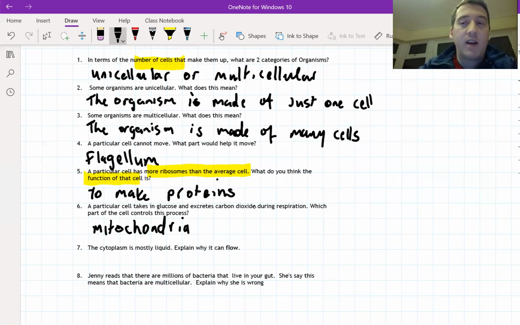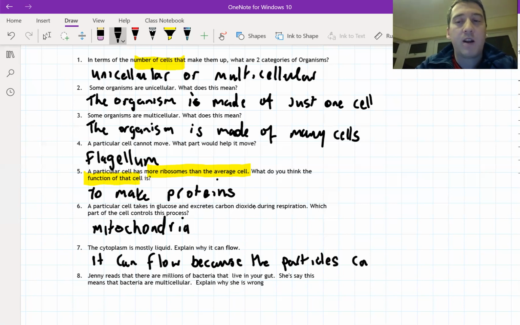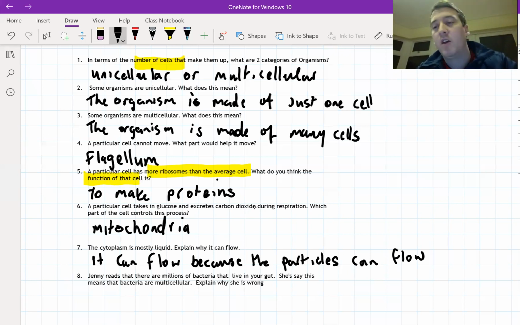Well, it's a liquid, and liquids can flow because the particles can move. Solids cannot flow because the particles are arranged in regular rows and they're held tightly together, which means that the particles can't move. They're not able to move. So liquids and gases can flow because the particles can move.